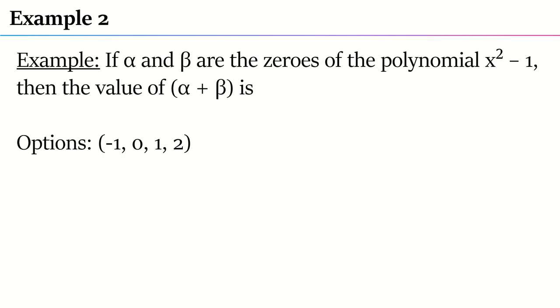The second example, maybe you can try solving it. It's slightly tricky, not complex. If alpha and beta are the zeros of the polynomial x square minus 1, find the value of alpha plus beta, that is the sum of the zeros. I think this was a board problem where the options given were minus 1, 0, 1 and 2. I'll just wait for a few seconds so that you can try solving the problem by yourself.